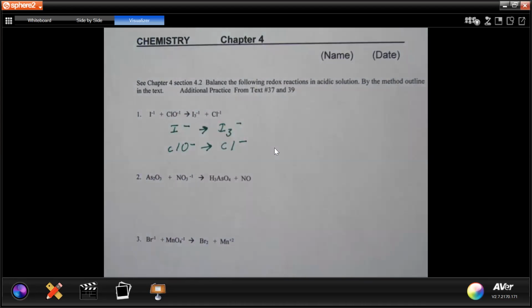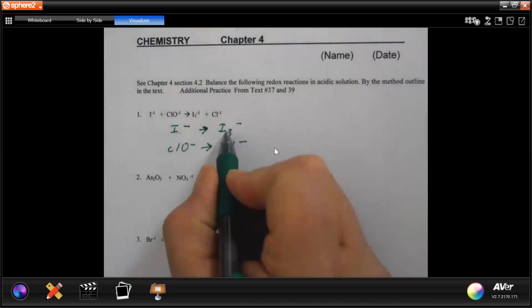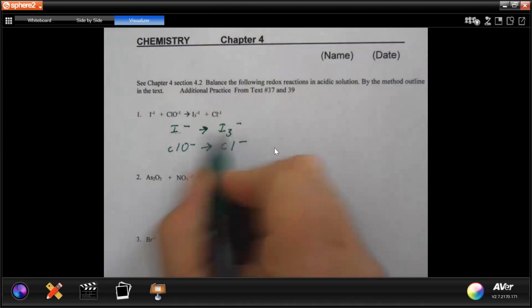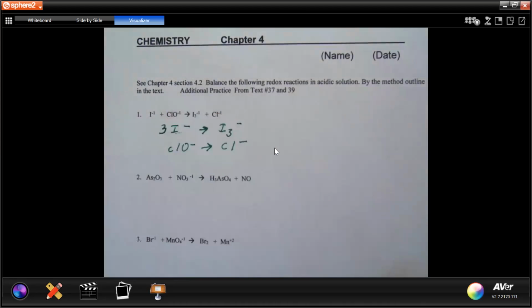After I write those 2 half reactions, I have to balance each one of them for atoms and charge. And that's what the next 3 or 4 steps in that procedure talk about. So let's just look at this first one. First of all, there's 3 iodines on the right, and there's only 1 on the left. So I need to put a 3 in front of that to balance the iodines.